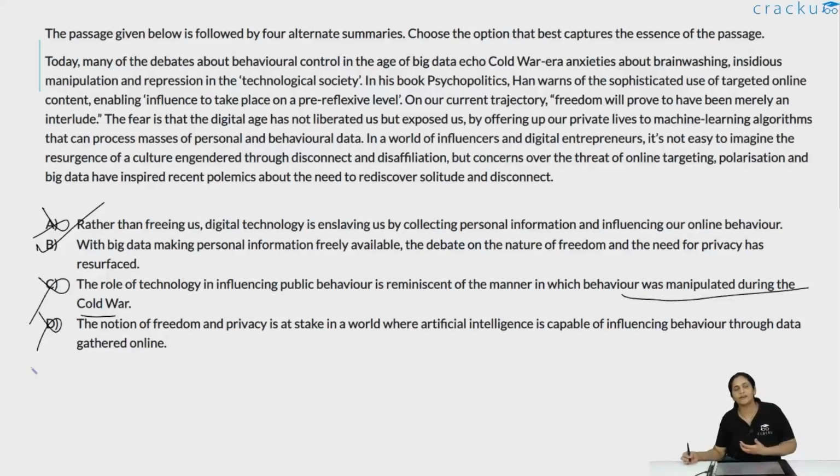Only B captures the fact that there's a lot of debate of what this means. There is no clear-cut idea that this is going to be terrible for us. The author does not say this is going to be terrible for us. He says that the emergence of these kind of technologies has brought about a lot of fear, and that fear was similar to what we had seen in the Cold War era. So he's not saying that this is for certain that these algorithms are going to control us. Only B actually captures that point. So B is the right answer.